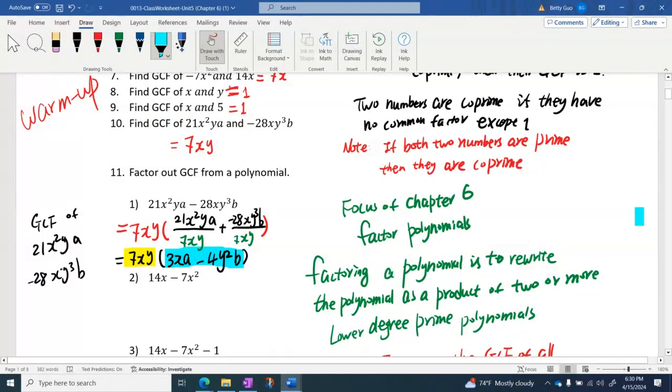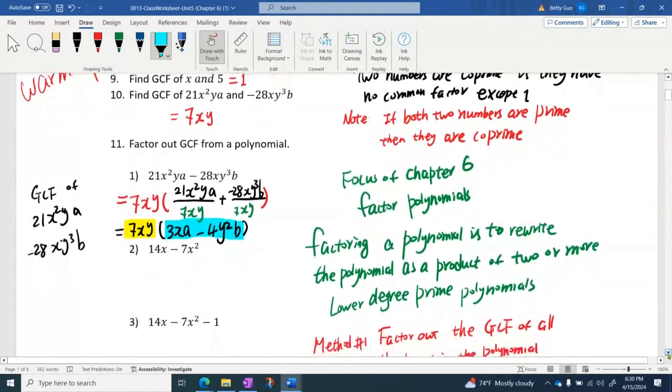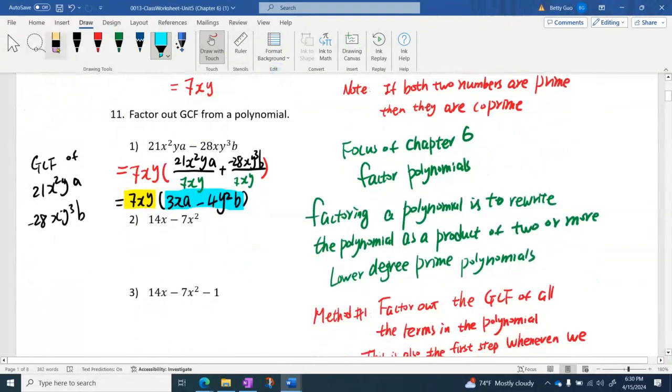So let's look at the definition for factoring a polynomial. Factoring a polynomial is a process. We use the process to rewrite the polynomial as a product, right, of two or more lower degree prime polynomials. So we did it. We rewrote the polynomial as a multiplication of two lower degree polynomials.